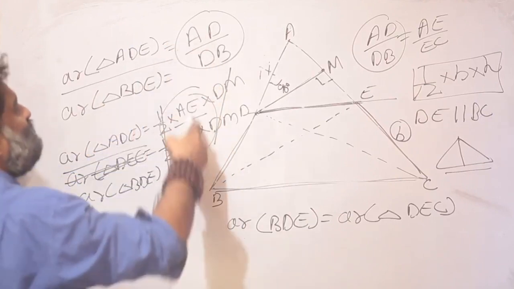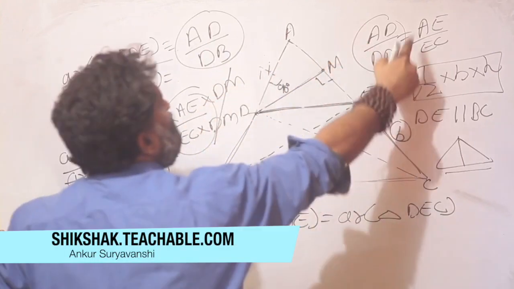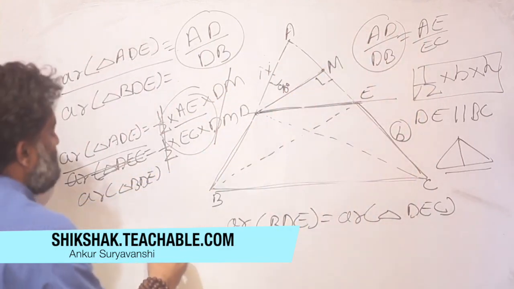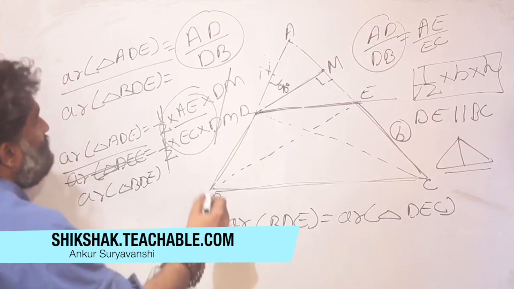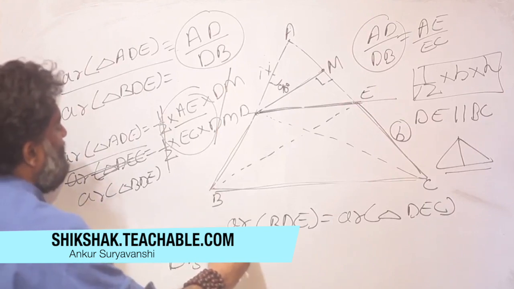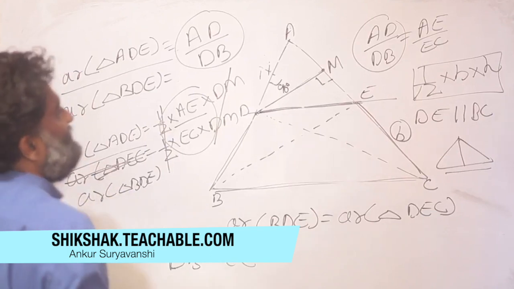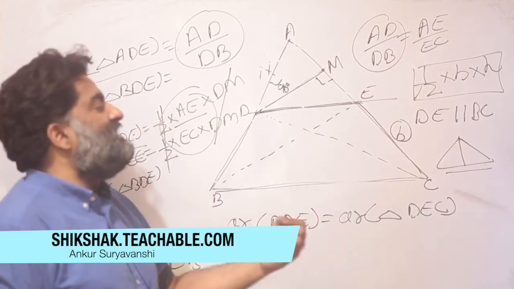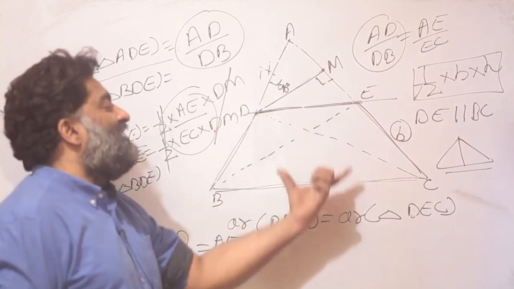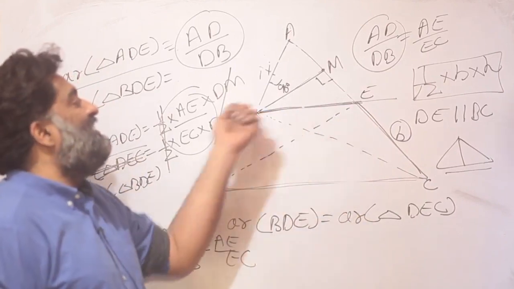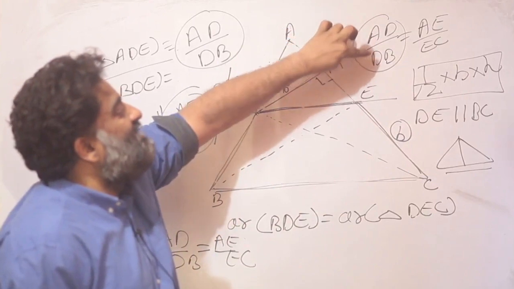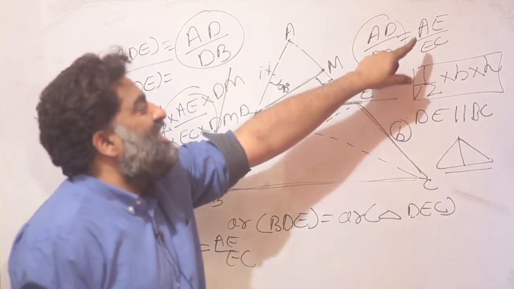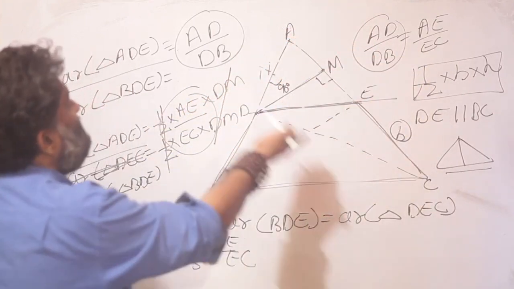That means these two are going to be equal to each other, and I finally reached the last step. AD upon DB is equal to AE upon EC. So now you can surely say, when you draw a line parallel to one side, it will divide the other two sides in the same ratio, because the ratio of AD upon DB is going to be the same as AE upon EC. Why? You have just proved why.